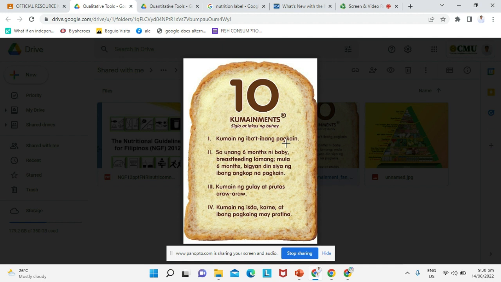It's the number one commandment, so that speaks volumes on its importance and relevance, on the importance of variety in our diet. Number two is emphasizing the importance of exclusive breastfeeding within the first 6 months of life and complementary feeding thereafter. Okay, so exclusive breastfeeding is recommended in infants aged 0 to 6 months. Well, what does exclusive breastfeeding mean?